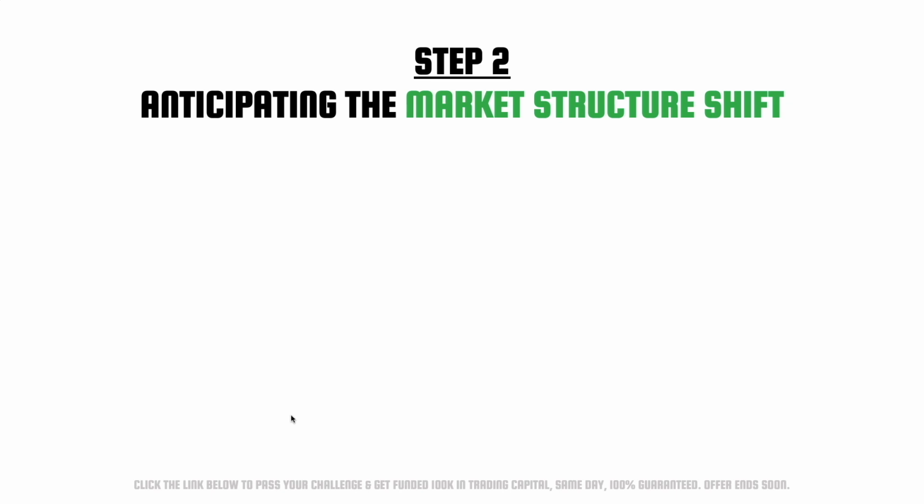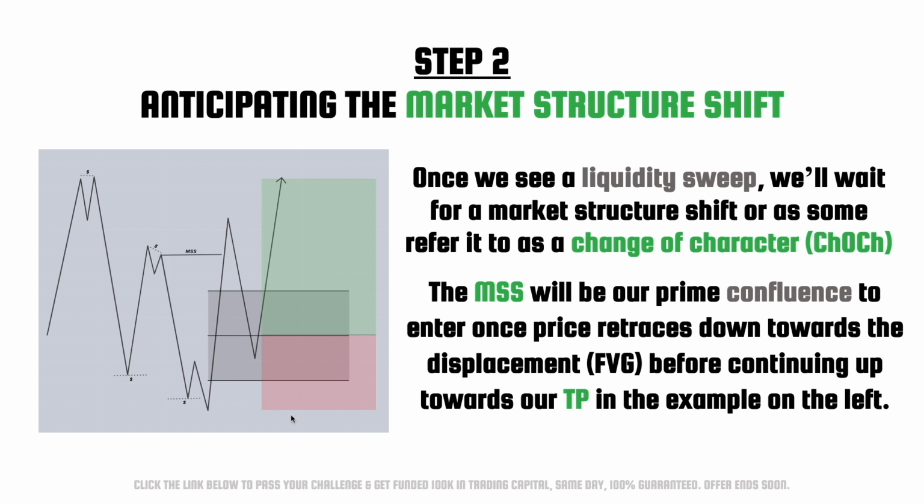Step 2. Anticipating the market structure shift. Once we see a liquidity sweep, we'll wait for a market structure shift, or as some refer to it, a change of character. In basic terms, a change of character happens when price goes from bullish to bearish or bearish to bullish, hence why we call it a market structure shift. The market structure shift will be our prime confluence to enter once price retraces down towards the displacement or fair value gap before continuing up to our take profit in the example on the left.